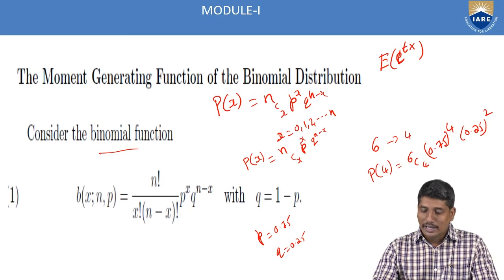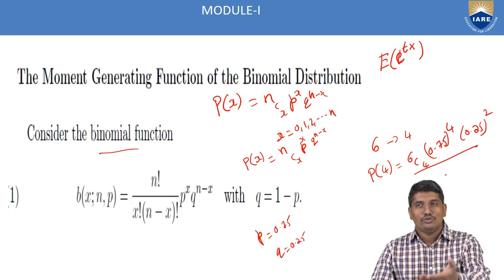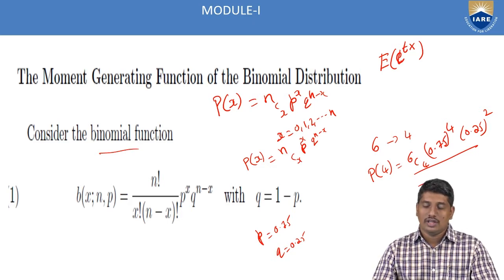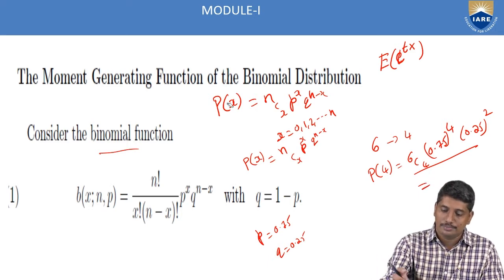By calculating this, you can assess your chances of winning and qualifying for the further round. That is the advantage of the binomial distribution. Now we are going to calculate the moment generating function of a binomial distribution.